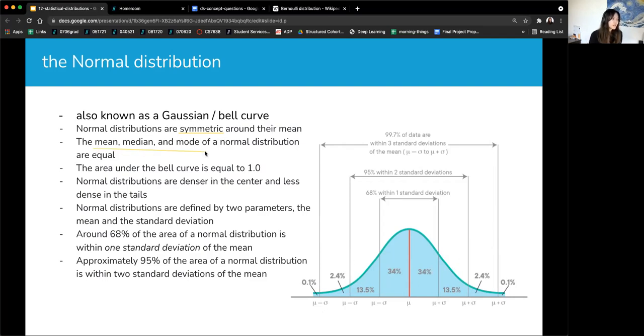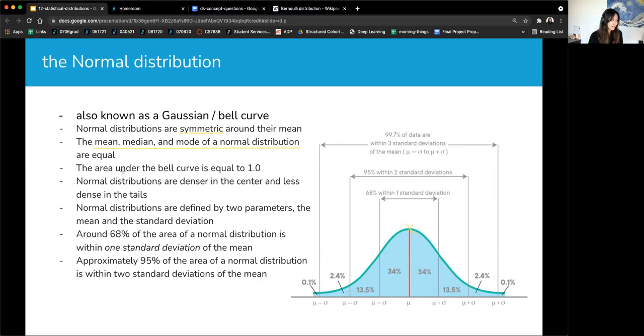The mean, median, and mode of a normal distribution are equal. So in this case, if we calculate the mean in a normal distribution here, it's usually right in the middle. As you know, median also in the middle, and mode is the most common value, also in the middle. So if you were to plot a histogram of something and it follows this kind of bell curve looking shape, the mean, median, and mode should be roughly the same.